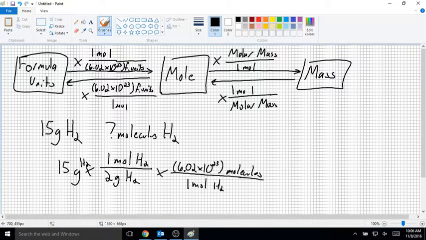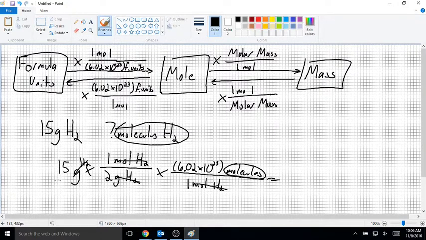All right, so now when I'm looking at it, my math is going to be 15 grams of H2, grams of H2, moles of H2, moles of H2. I can cancel out the same units on top and bottom. That's how I know I'm doing it right, because I'm ending with molecules of H2. That unit analysis lets me know I'm doing it right.